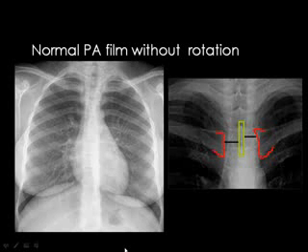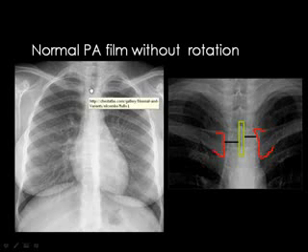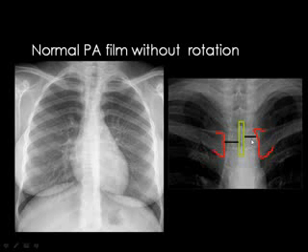If you look at the chest X-ray, how can you know that the patient was not rotated before the radiograph? You look at the spinous process of the dorsal spine, and you measure the distance between the spinous process and the medial edge of the clavicle on both sides. This distance on the left side should be equal to that on the right side. Then the patient is not rotated.